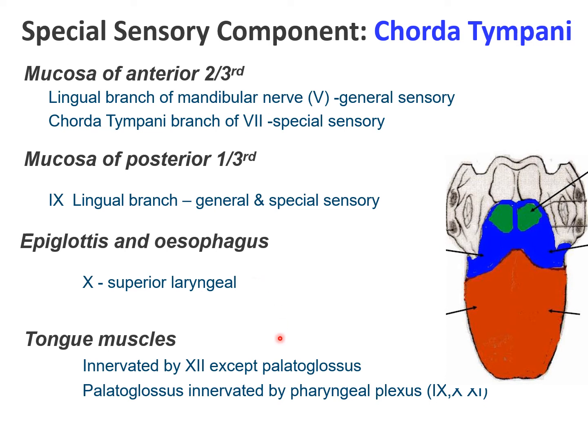As far as the innervation of the muscles of the tongue is concerned, both the intrinsic muscles such as the superior longitudinal, inferior longitudinal, the transverse and the vertical muscle fibers, as well as extrinsic muscles such as the hyoglossus, genioglossus, etc., and palatoglossus, all of the tongue muscles are innervated by the hypoglossal nerve, which is the 12th cranial nerve, except the palatoglossus. The palatoglossus is innervated by the pharyngeal plexus, which has contribution by the 9th, 10th, and 11th cranial nerves.